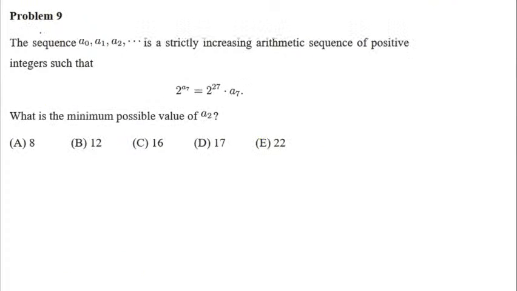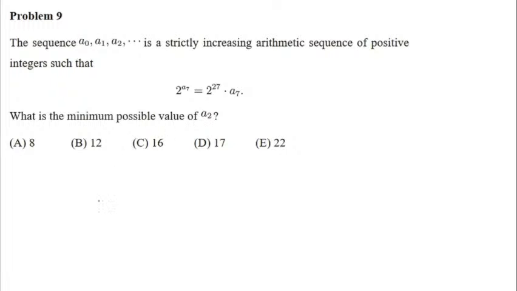2022 AMC 12B problem number 9. The sequence A0, A1, A2, and so on is a strictly increasing arithmetic sequence of positive integers such that 2 to the A1 equals 2 to the 27 times A7. What is the minimum possible value of A2?